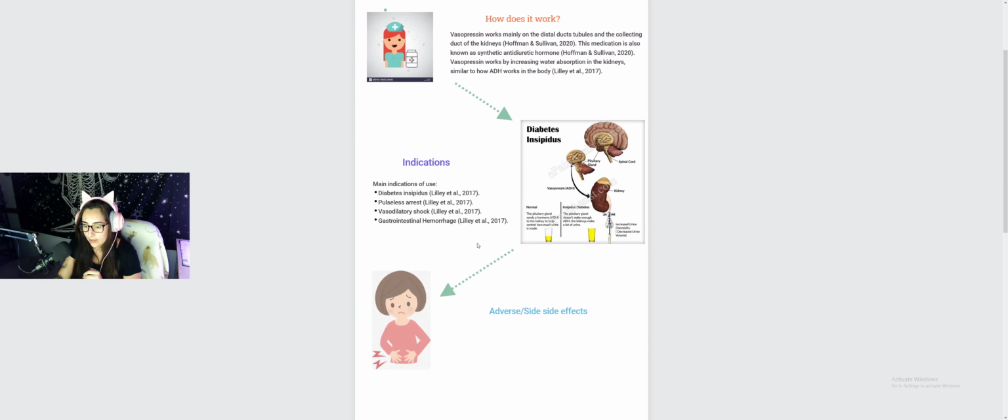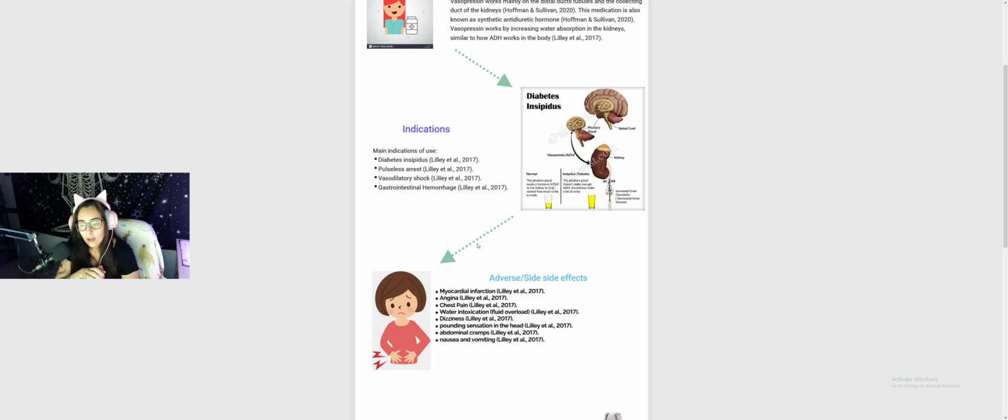Some adverse effects of vasopressin is that it can cause a myocardial infarction. It can cause angina and chest pain. These are all because of its vasoconstrictive effects on the smooth muscle receptors, as stated before. It can also cause water intoxication or fluid overload. So the number one thing we need to see with these patients is that they aren't going into fluid overload. So we're looking for signs and symptoms of this when giving vasopressin because it is reabsorbing water so much. Our patients can also get dizziness, a pounding sensation in the head, abdominal cramps, and nausea and vomiting.